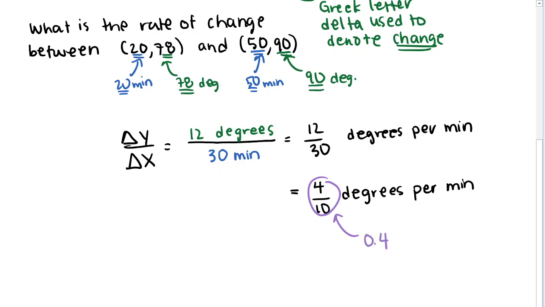0.4 degrees per minute. So we ended up getting the same, and that's because earlier in our example, the oven was increasing its temperature at a very even, consistent rate. And so we got the same rate of change later on between these 2 points in time as we did earlier.